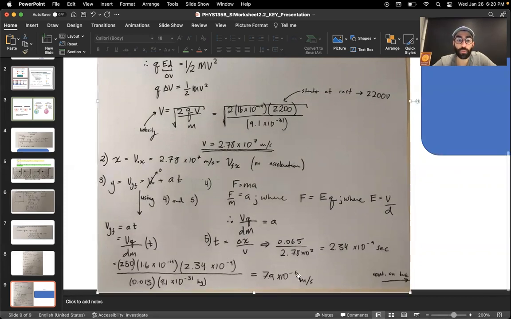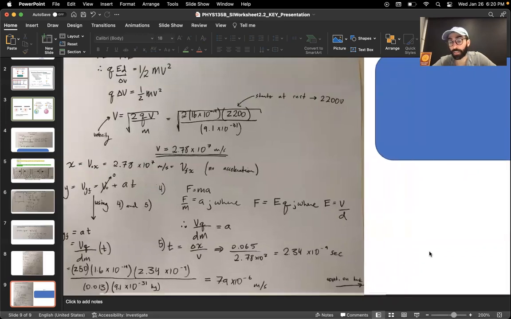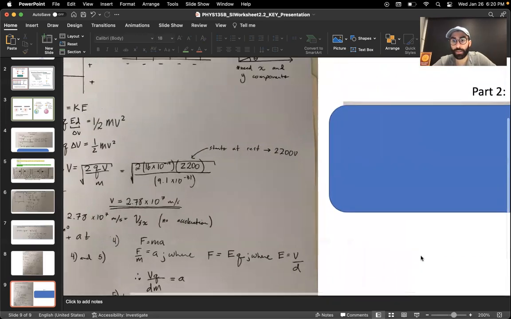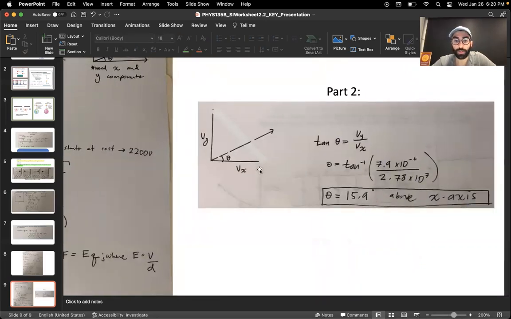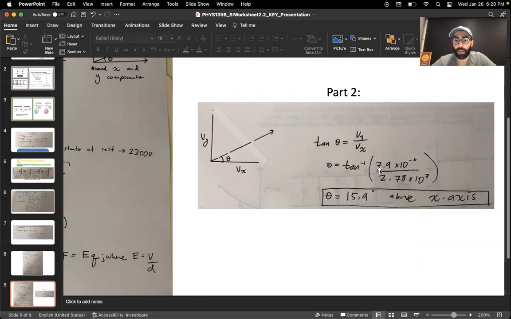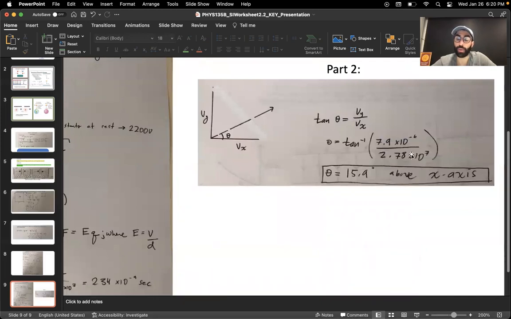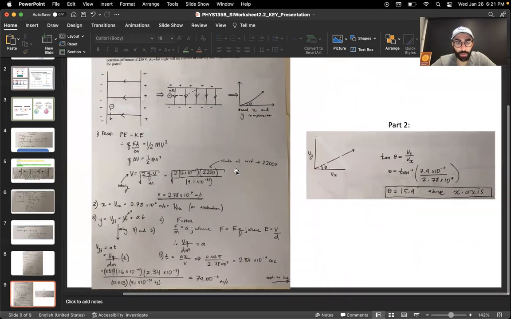So now we have the Y final component of its speed, the Y component of velocity. At this point, we can just set up a triangle and do some trig. Tan theta is the Y component over the X component, inverse tan, and then we get an angle of 15.9 degrees above the X axis, right? So that's that right there. So I'm going to zoom out.